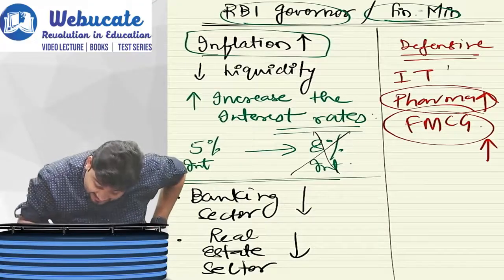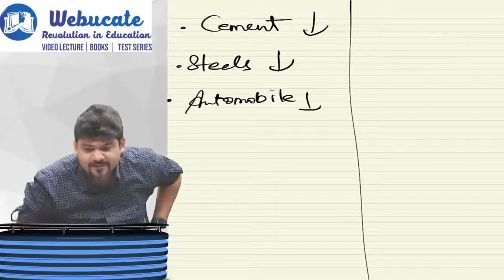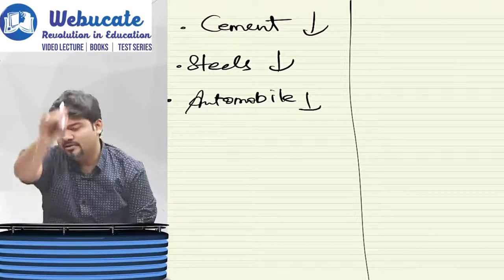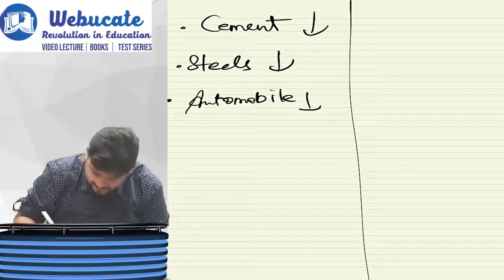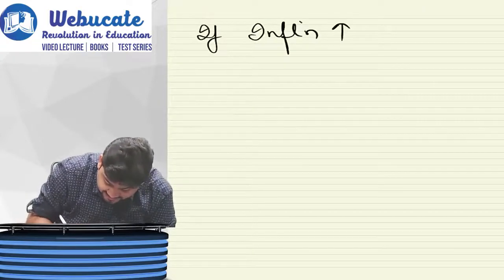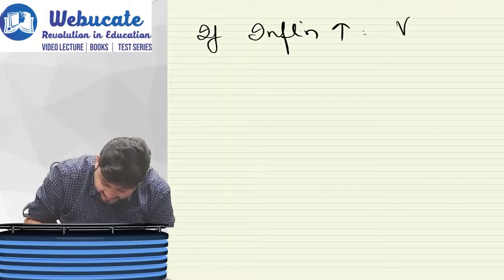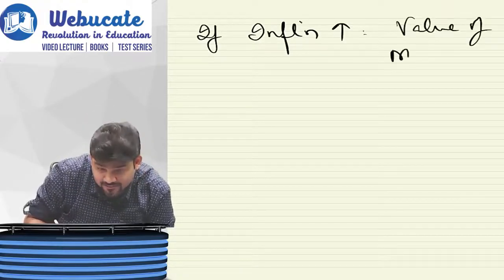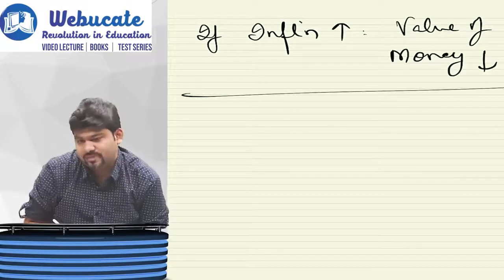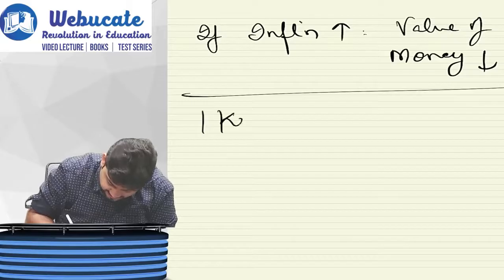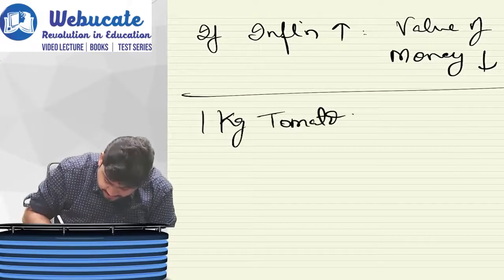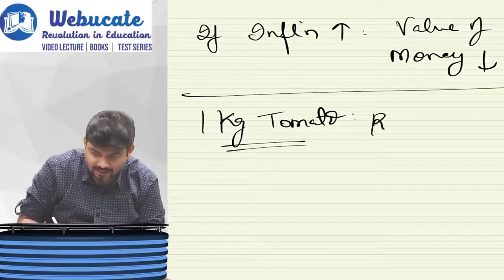Now comes the IT stock. What will happen to the IT stocks here? Now tell me one thing. If inflation increases, can I say the value of your money decreases basically? If there is inflation, we started with that. If there is increased inflation, can I say value of money basically decreases? So suppose I went in the market and I asked for 1 kg of, say, tomato. 1 kg of tomato costed, say, 100 rupees.